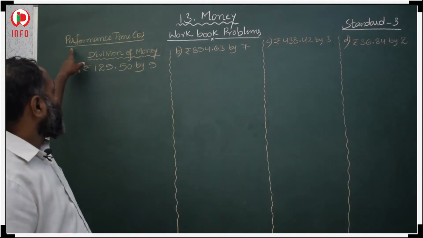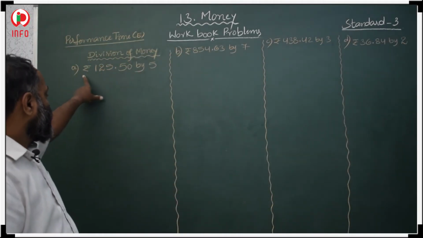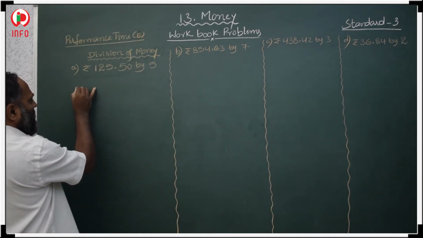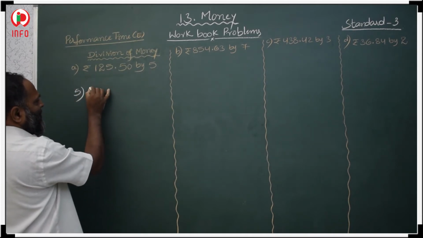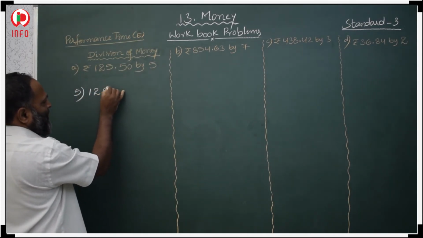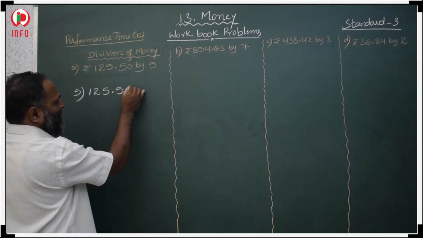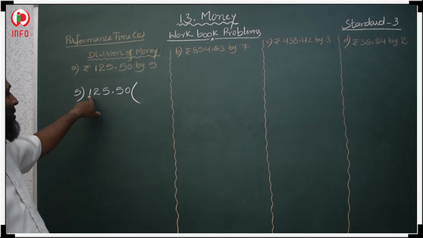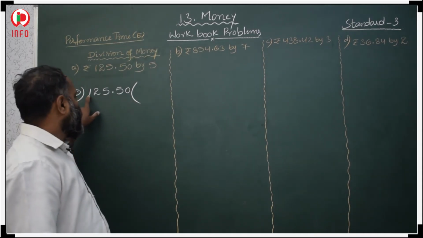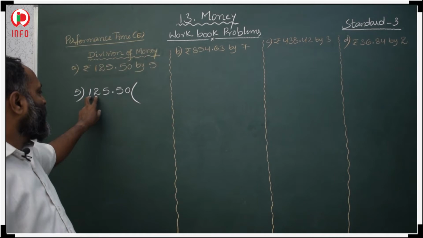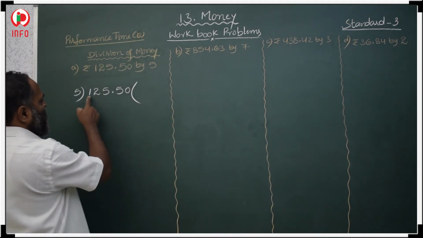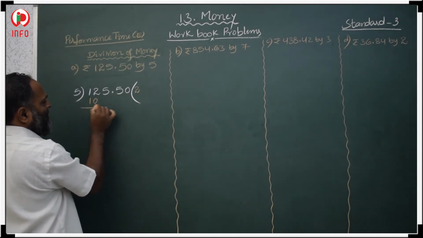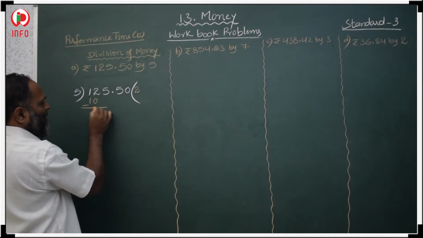Now, in division of money, 125 rupees 50 paise divided by 5. See here, 5 divides 125 rupees 50 paise. Now, how to divide? First, the extreme left digit in rupees is 1. 1 is less than the divisor, so we take 12 at a time. Then it is near to 10. 5 2s are 10. If you subtract, 12 minus 10 is 2, and 1 minus 1 is 0.